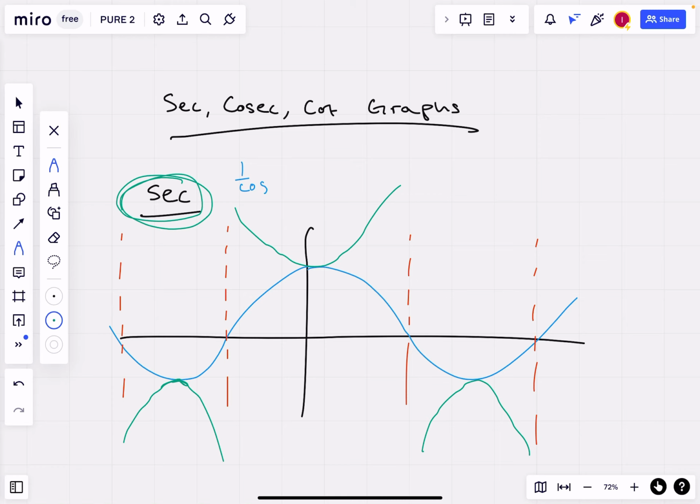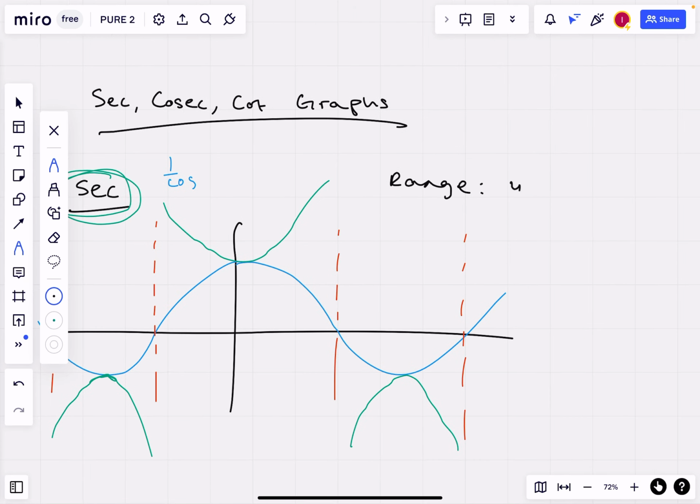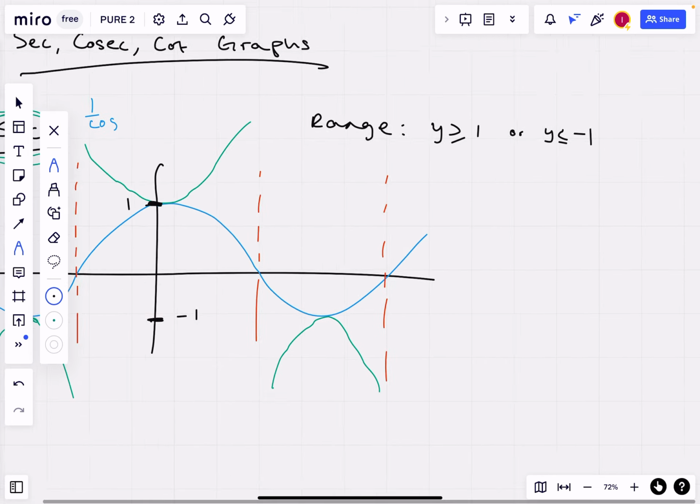Okay? Now, the range for this is y can be greater than or equal to 1, or it can be less than or equal to minus 1. Because this point is 1 and this point is minus 1. All the green parts are either above 1 or less than minus 1. That's how I got the range. And the domain is any real number.